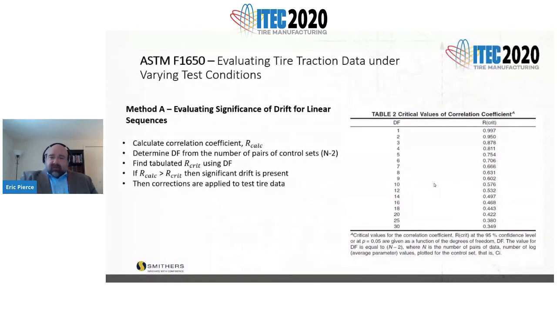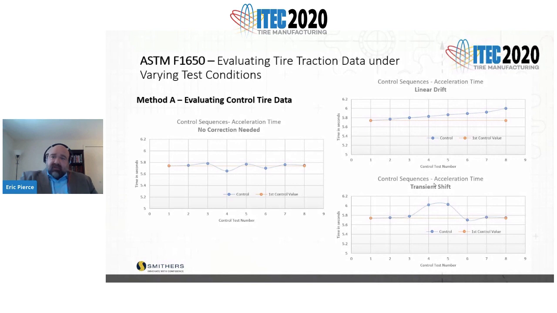In our graphical examples on the previous page, we had 8 control samples, so we would have 6 degrees of freedom. We would find the critical value for the correlation coefficient based on this, in this circumstance 0.706, and we would calculate the correlation coefficient of our control runs as compared to the initial control reference. If you look at the top right, that first data point for control 1 is our reference. So we're going to see how all these control runs correlate as compared to that first reference point.